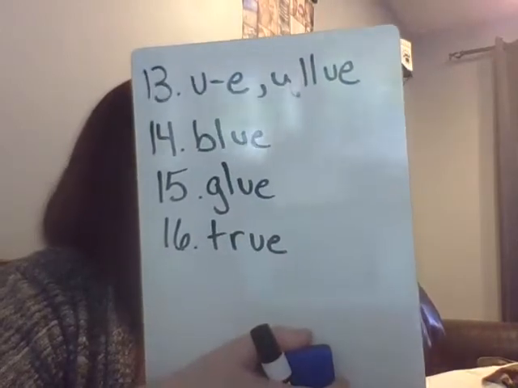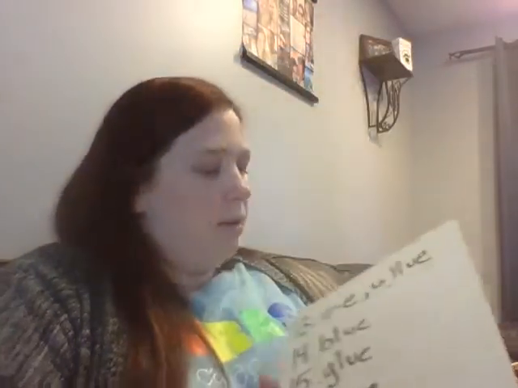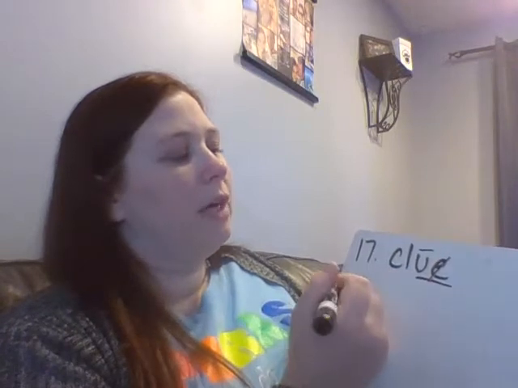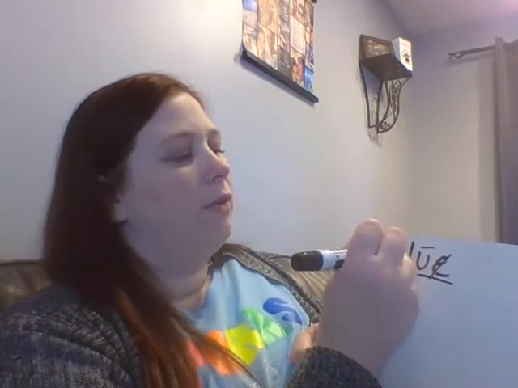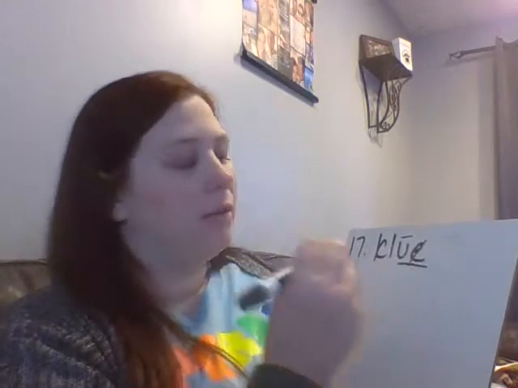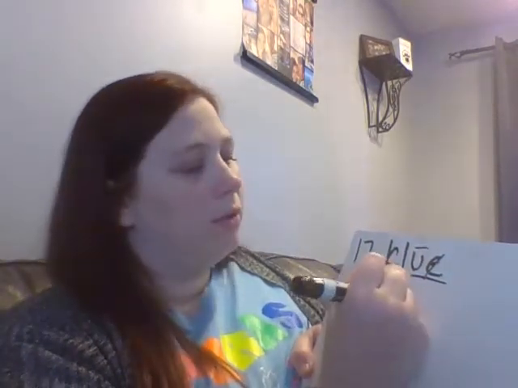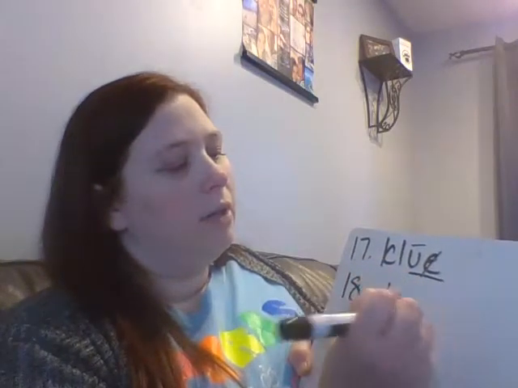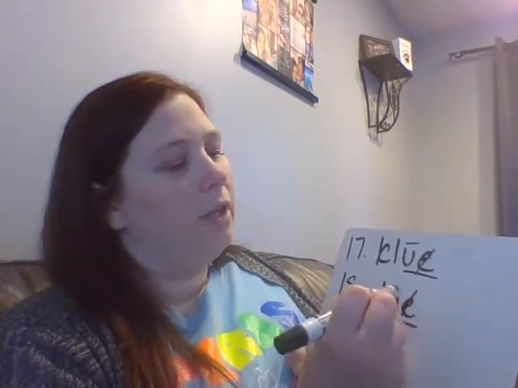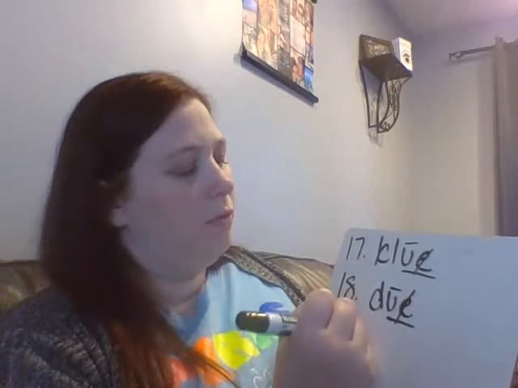All right, are we ready to code? Number 17, we have the word clue. We would underline our UE digraph. Remember, we crossed that E off and put a macron on the U. And then our C gets a K back because it makes that K sound in the beginning. Number 18, do. Again, underline our digraph, cross off our E, and a macron on the U.